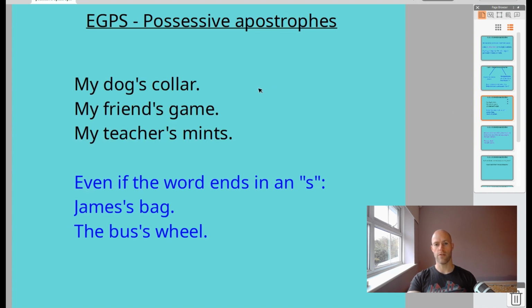So have a look here. Here are some examples of them used. My dog's collar, my friend's game, my teacher's mints. All of these show ownership of something. Ownership of the collar, ownership of the game, and ownership of the mints. It is absolutely fine to put a possessive apostrophe and an S if the word also ends with an S. So you can say James's bag, you can say the bus's wheel, that's fine. Or you can just have the apostrophe on the end, James' bag.